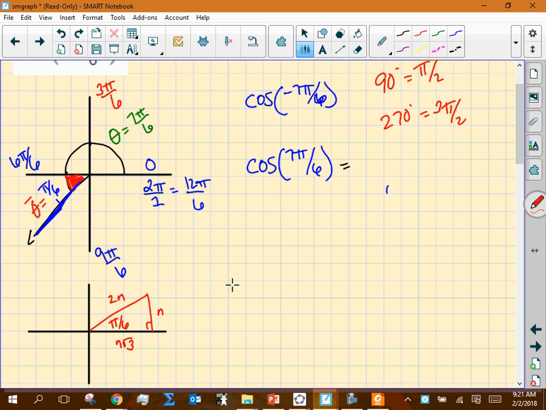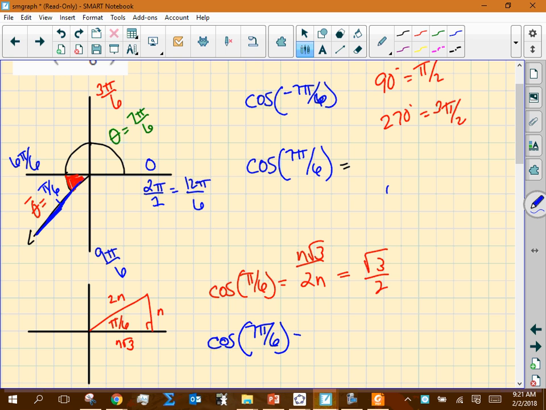So when I want to know cosine of pi over 6 is equal to adjacent divided by hypotenuse, right? So let's go n root 3 over 2n. What's going to happen with your n's? Cancel out, so I get root 3 over 2. So cosine of pi over 6 is root 3 over 2. Therefore, the cosine of 7 pi over 6 is the exact same thing. The cosine of the reference angle is exactly the same thing as the cosine of the original angle, except for the plus or minus that goes out front.